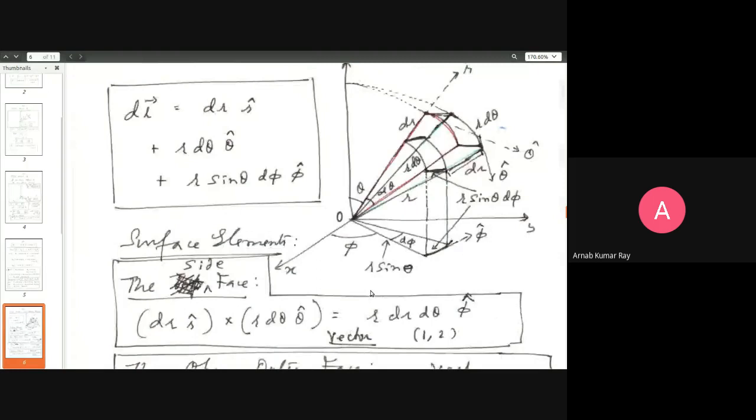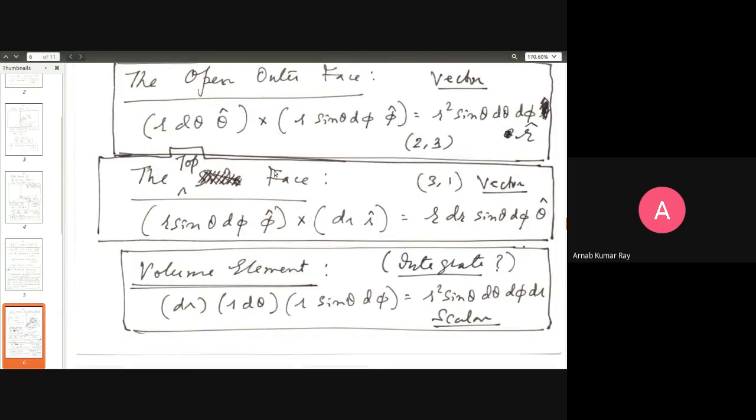Okay, volume element is not a very difficult thing to compute in any case. It's just the magnitude of the first displacement times the magnitude of the second displacement times the magnitude of the third displacement. When you take all the three things together, you will get dr, r d theta, r sine theta d phi, which will be r squared sine theta d theta d phi dr. It's a scalar quantity. That's the volume element of a sphere. When you integrate that through the whole spherical volume, you should be able to get 4/3 pi r cubed. I hope you know that that is the volume of a sphere. You can do that by yourself, but I'll show you how.